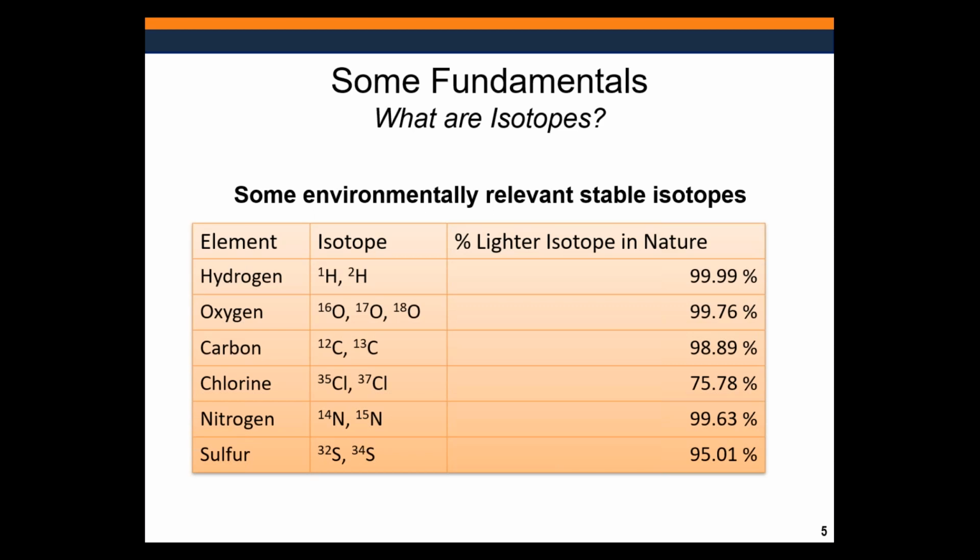The other thing you see from this slide is that the light isotope is typically by far the dominant species of those different elements, usually greater than 99%. There are occasions, such as with chlorine, where it's less than that.